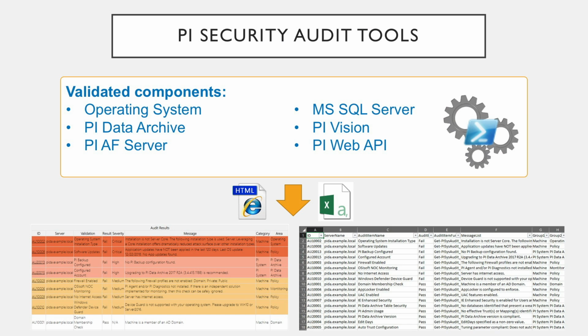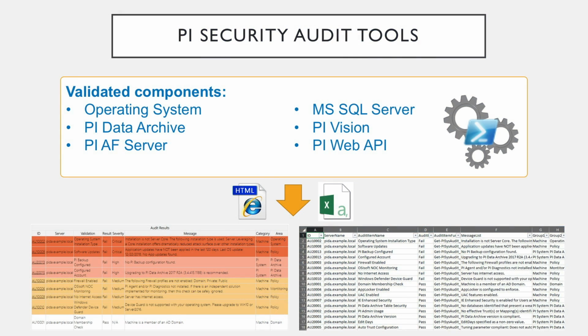So the Pi security audit tools validate different components of our system. We focus on the core components, the data archive, the AF server, the visualization application, and our API to access data, and the Microsoft SQL Server in as much as it's used for the asset framework server and our visualization app. And you'll see at the bottom here that the two outputs of the tool are an HTML report and a raw CSV report that you can pull into Excel to do any analysis you want. But the idea with the HTML report is to give you a clear picture of what the most important findings are.